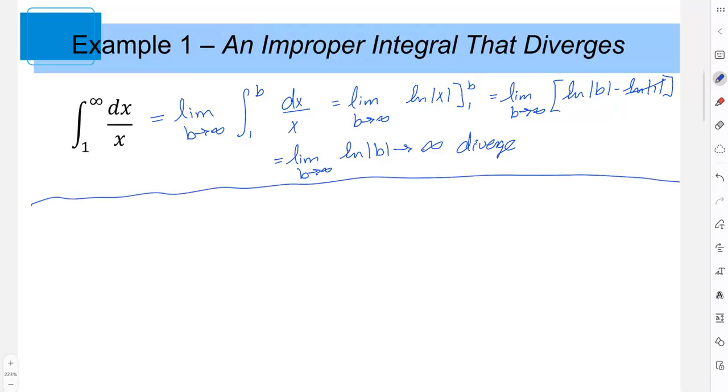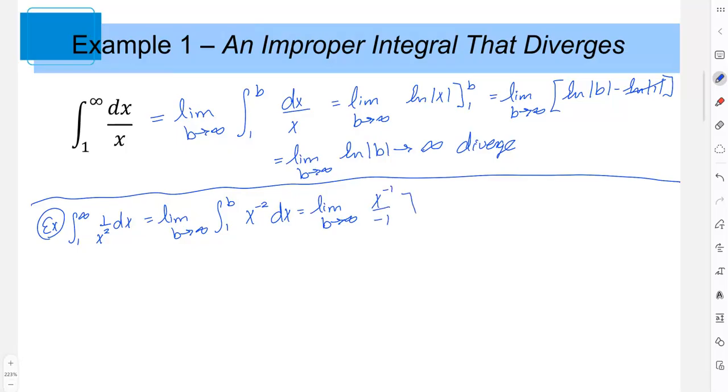Now, let's change the scenario a little bit. What if we were looking at integrating from 1 to infinity of 1 over x squared dx? We're going to rewrite that using the limit process. 1 over x squared is the same thing as x to the negative 2. So to integrate, we're going to add 1 to the exponent, divide by the new exponent. So there's my integration, and then we have to evaluate.